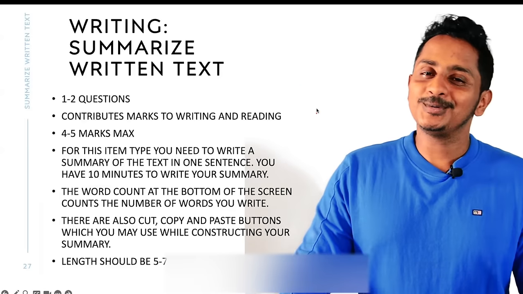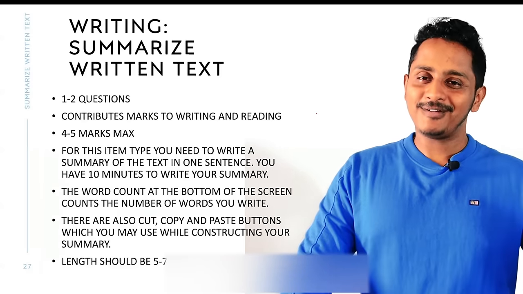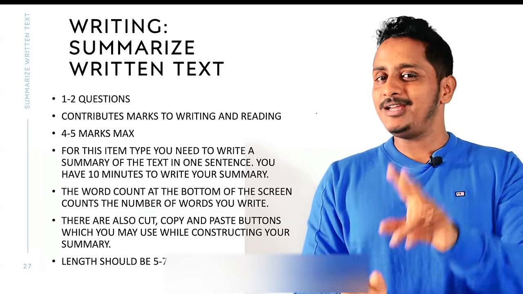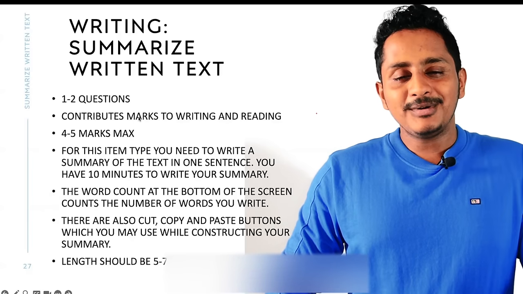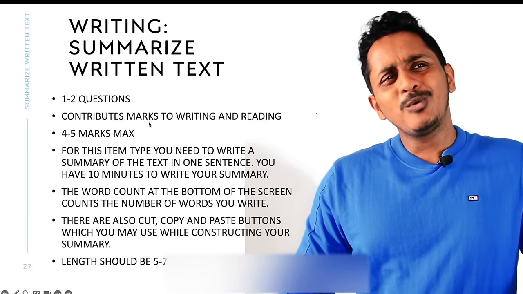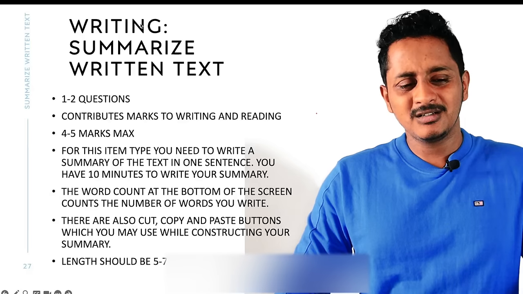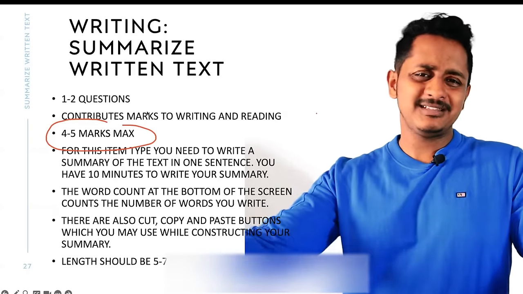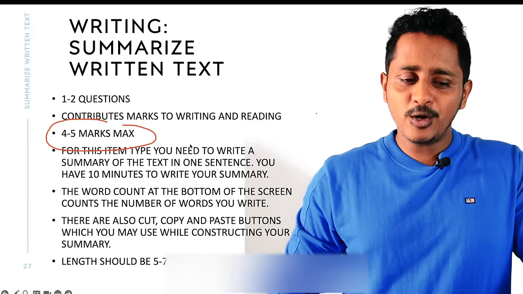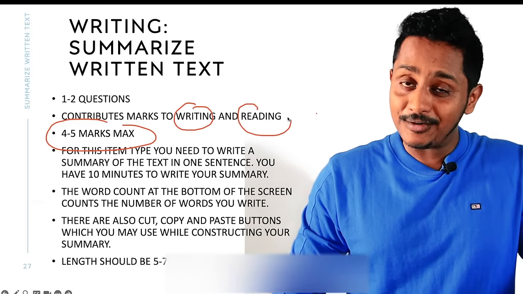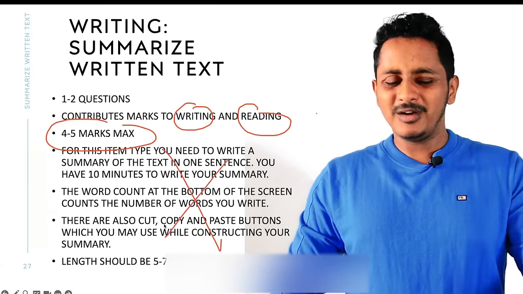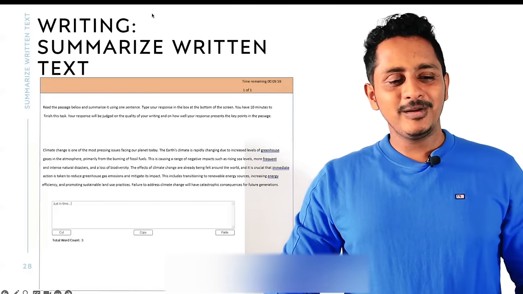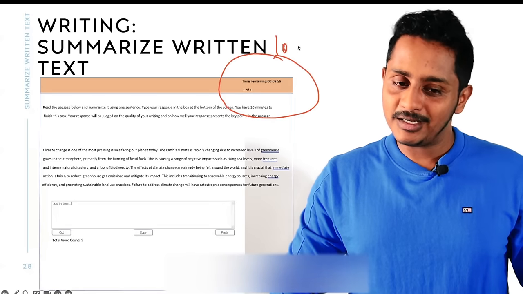So with this, we will move to the writing one. After 5 sections of speaking comes writing, because speaking and writing is together. In writing, we have 2 modules. Summarize written text and essay. Summarize written text, 1 or 2 questions will come, contributes probably 4 to 5 marks. Probably not exceeding 6. Combining 2 questions, it contributes marks to writing and reading. Don't worry about all these things. I'll just show you. Let's not spend much time. It looks something like this, where, see, 10 minutes will be given.